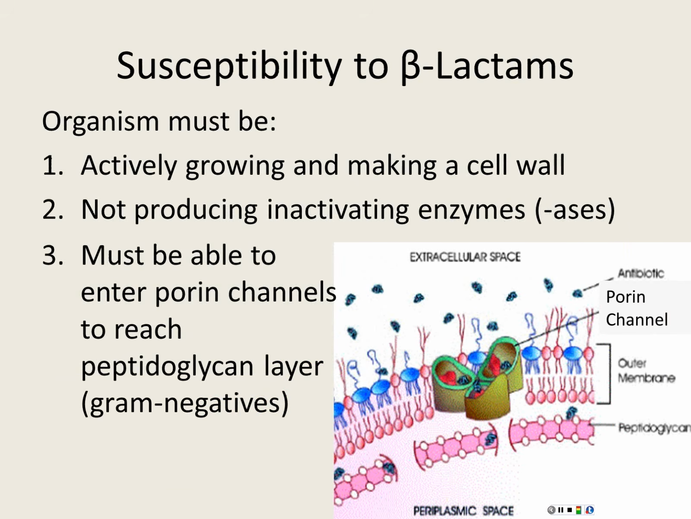There are some important requirements for beta-lactams to work. They need to be working on an actively growing bacteria that is actively making a cell wall. They need to be without the presence of some inactivating enzymes, which we'll talk about. We'll talk about some important beta-lactamases. And they also must be able to enter porin channels, especially within gram-negative bacteria, and reach their target, which is where the penicillin binding proteins are in the peptidoglycan layer.